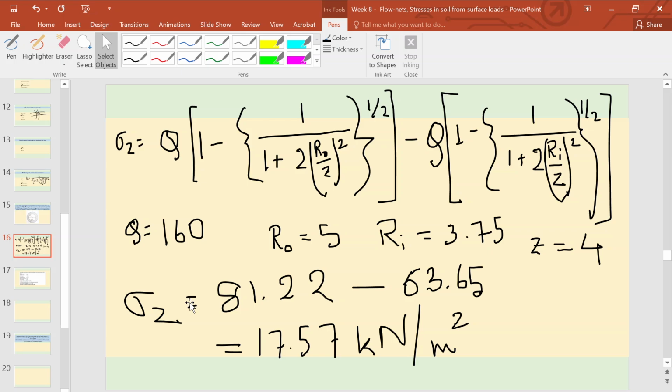It is clear, but a small clarification is needed, sir. Sigma z is equal to q into, in bracket you have written 1 minus 1 by 1 something. Is it an influence factor? This is the influence factor by Westergaard, sir? This is the influence factor. This is the modified equation using the circular formula. Just a minute, I'll just tell you.